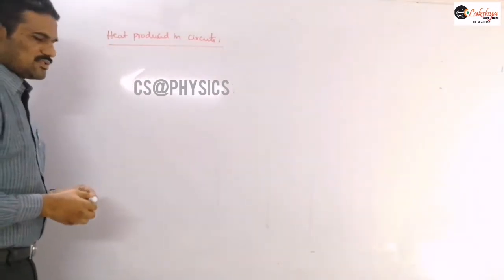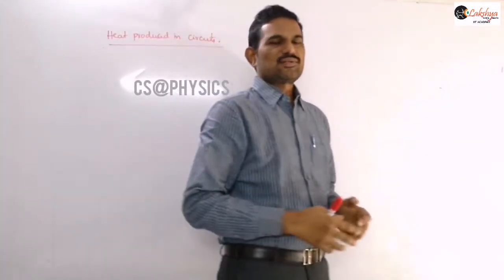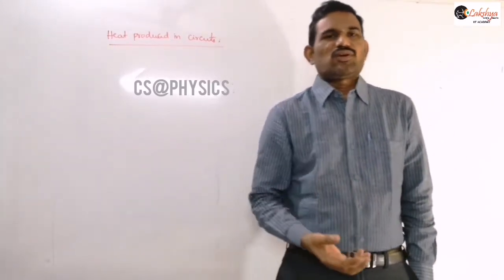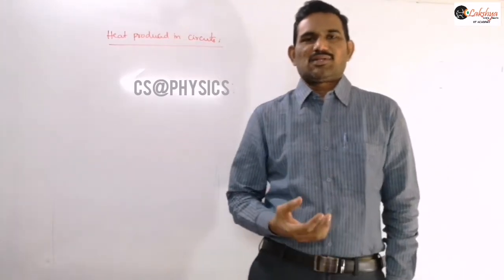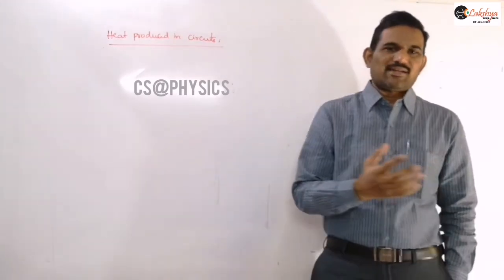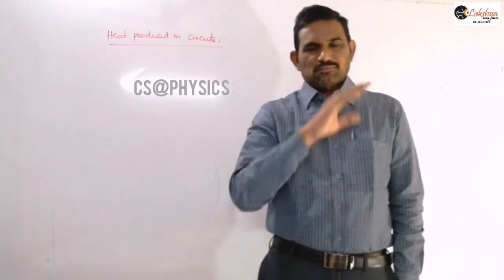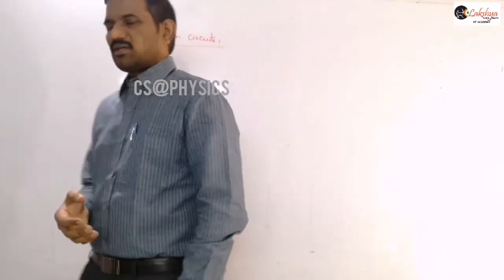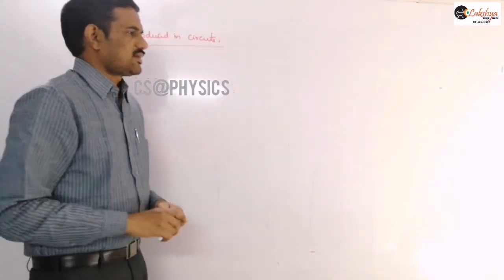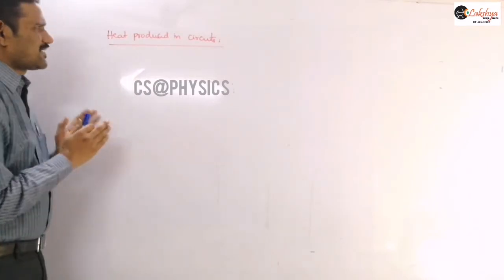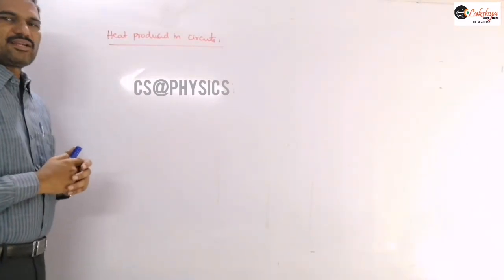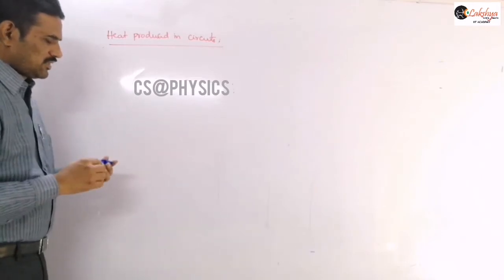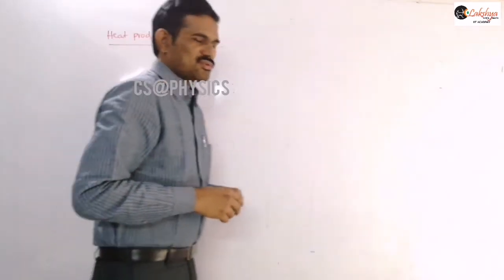Heat produced in the circuits: in the sharing of charges we also discussed that when redistribution of charge takes place, some amount of heat is produced, right? We calculated that initial energy minus final energy is nothing but our loss of energy, and that loss of energy appears as heat energy. In general, the heat energy produced in circuits we can calculate by using conservation of energy.